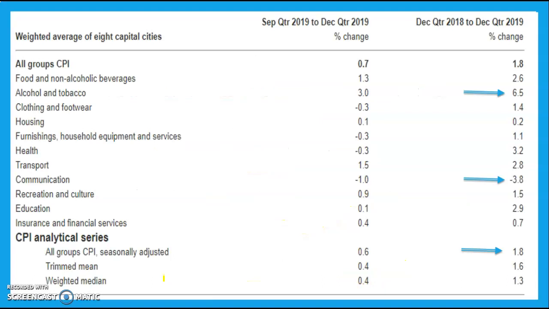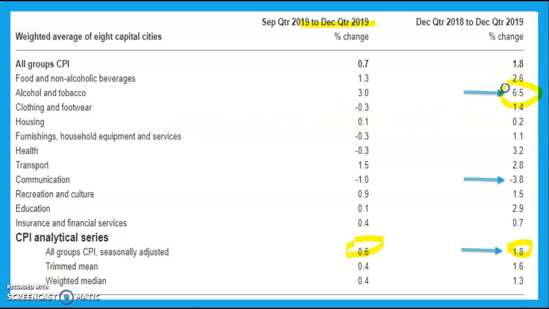So if you look at this table here, this tells you a lot of information. This is from the Australian Bureau of Statistics. You can see how much prices have increased in the different categories. So this figure here tells you what the average price increase was for the CPI, which is 1.8%. So average prices have increased by 1.8% for the year and 0.6% for the December quarter. So they went up by about 0.6% in the last 3 months, but over the whole year, they went up by 1.8%.